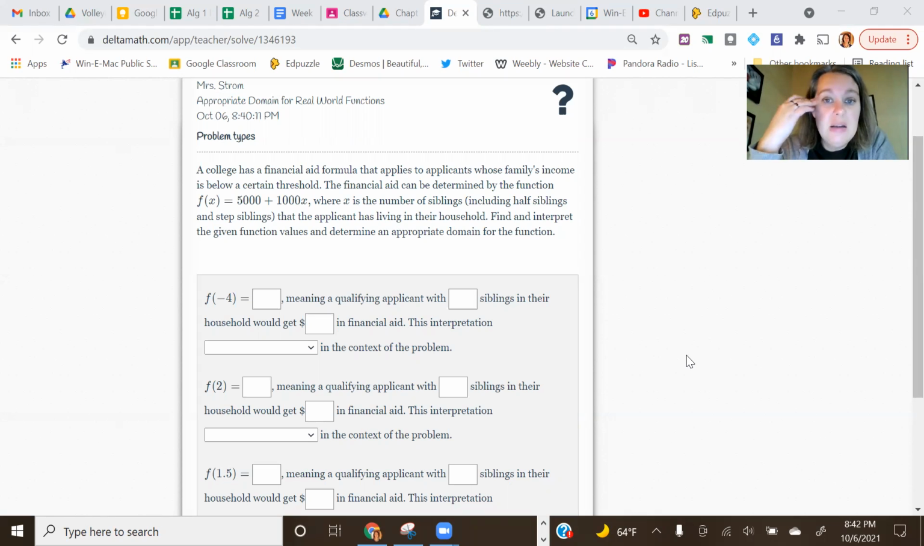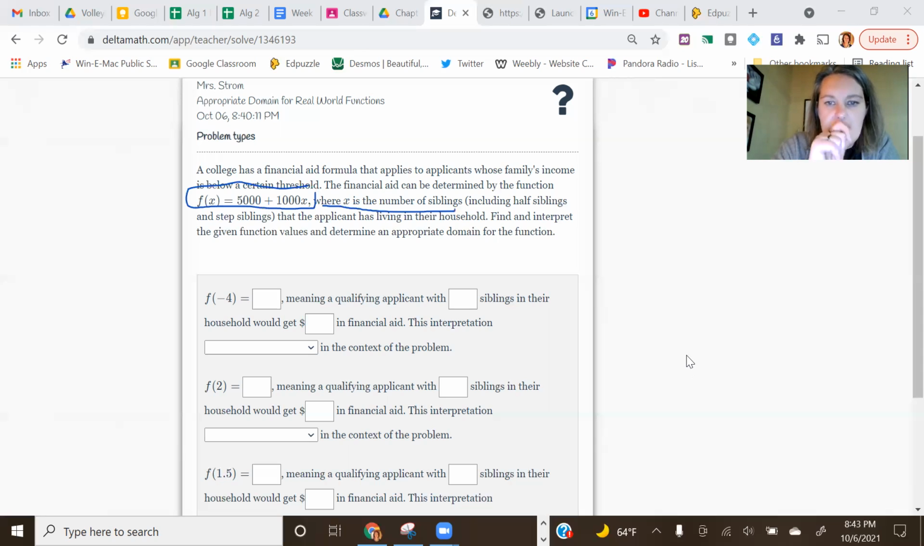The financial aid can be determined by the function. They give us this equation that we're going to use a lot. You don't have to understand where the numbers came from. That's not part of this. You can just use the equation they give us, which isn't too scary if you look at it. This is an important sentence though: where X is the number of siblings. So they're telling us what X stands for, and we need to keep that in mind. X is the number of siblings, including half siblings and step siblings, that are living in the house. Find and interpret the given function values and determine an appropriate domain for the function.